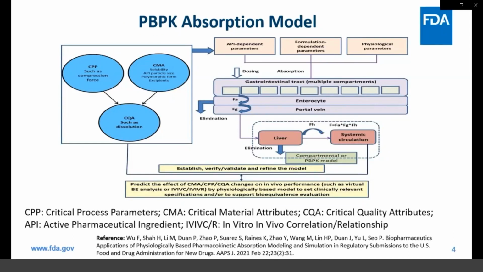After oral dosing, drugs are absorbed through the GI tract and get into portal vein and systemic circulation, which links to drug exposure. In such a way, using the established and validated PBPK model, the effect of critical quality attribute changes, for example, dissolution on in vivo performance, can be predicted through virtual BE simulations, and then to set clinically relevant specifications or to support BE evaluation.